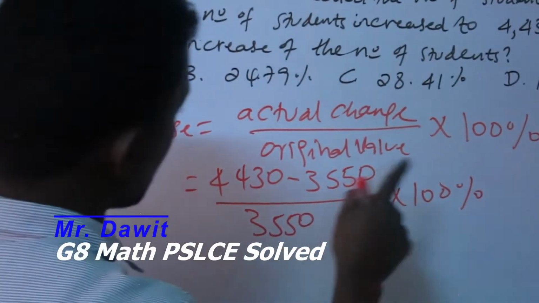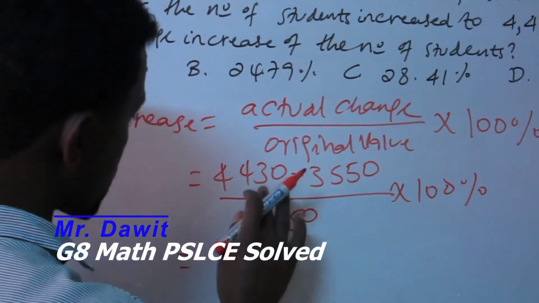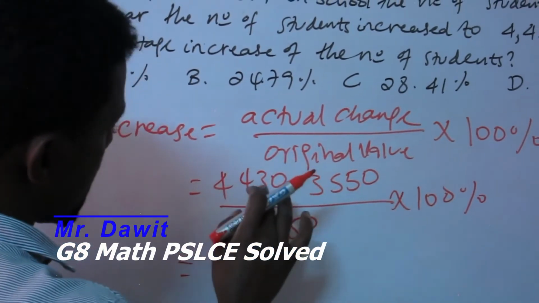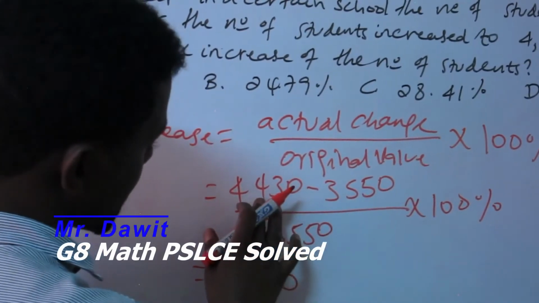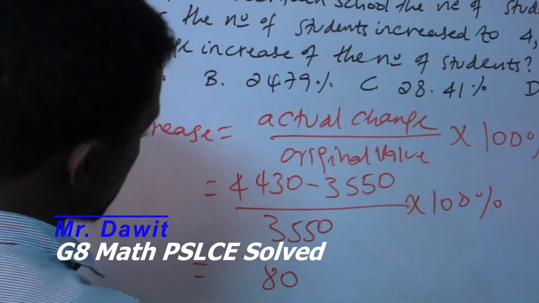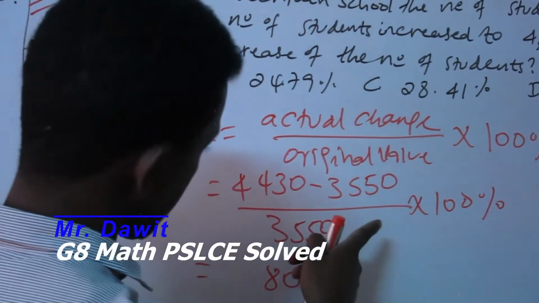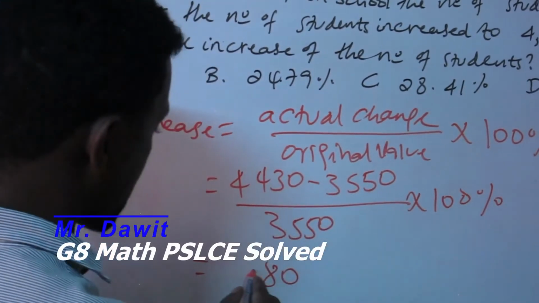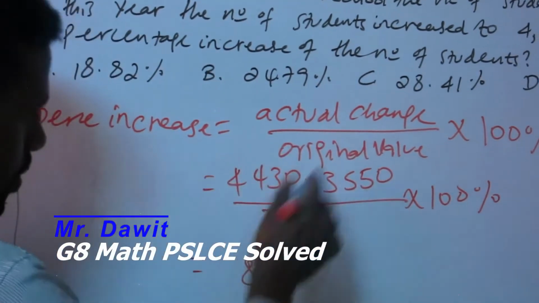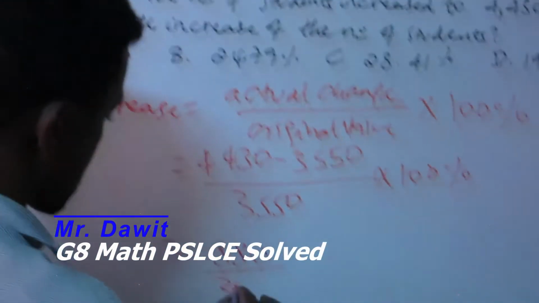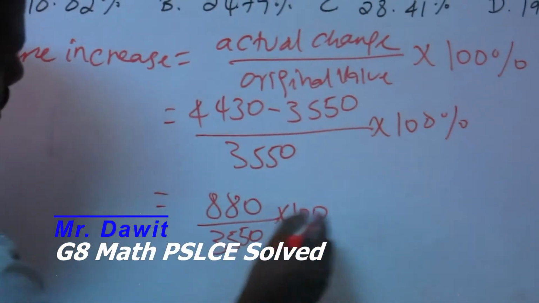4,430 minus 3,550. 0 minus 0 is 0. 3 minus 5 is impossible, so we have to borrow. 30 minus 5... 13 minus 5 is 8. 3 minus 3 is 0. Divided by 3,550 multiplied by 100. Now you can simplify.